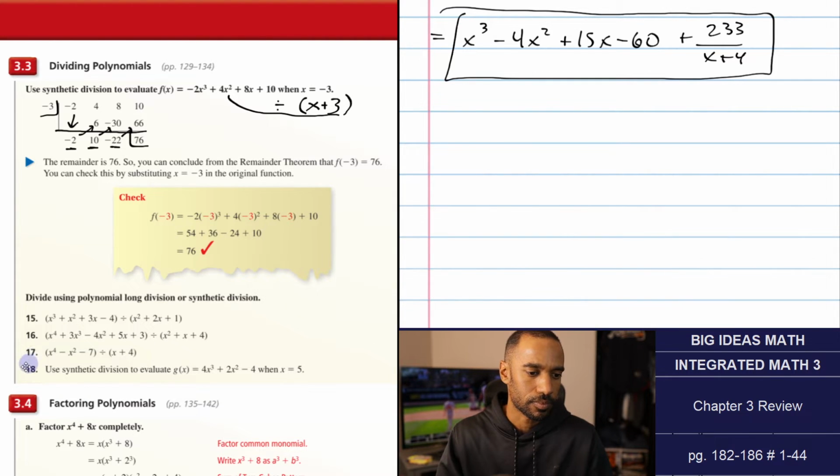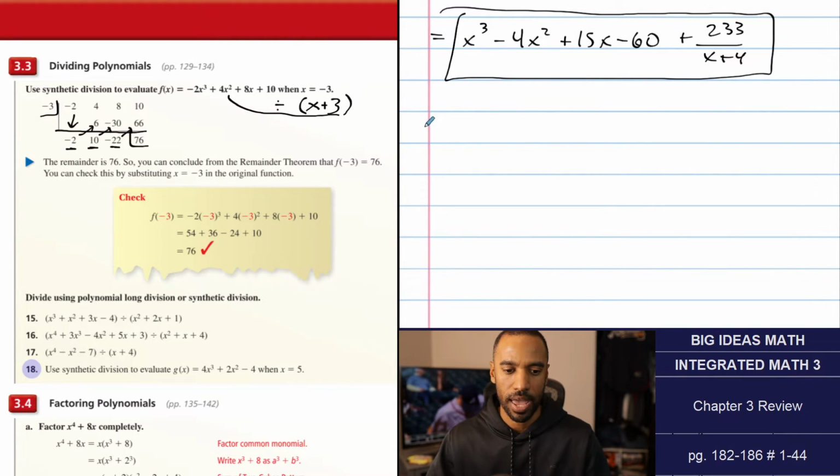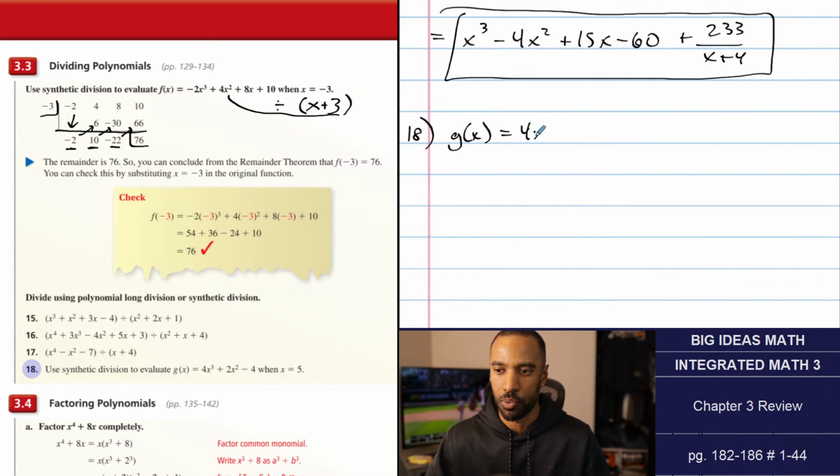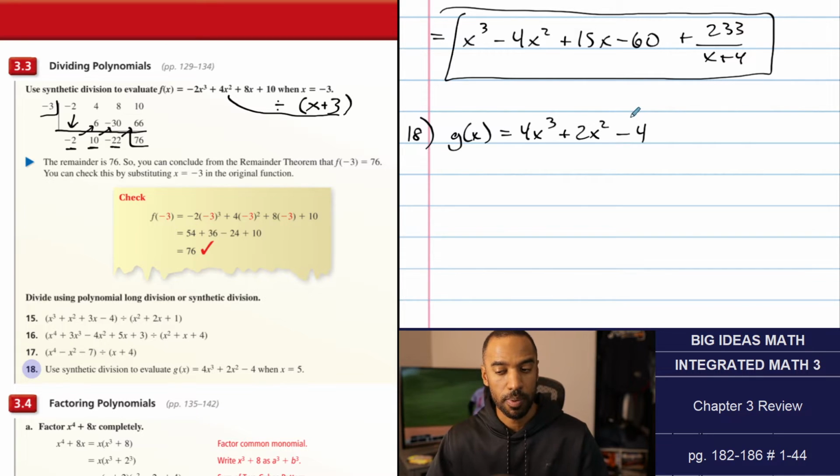Number 18. Use synthetic division again to evaluate g of x equals 4x cubed plus 2x squared minus 4 when x equals 5. Now, there are technically two ways to do this. Only one way if they say use synthetic division, but if you want to evaluate when x equals 5, just like table use, we can substitute 5. Let's see what happens when we plug in 5. 5 cubed is 125 times 4 is 500. Plus 25 times 2 plus 50 is 550 minus 4 is 546. So I expect to get 546 from this.